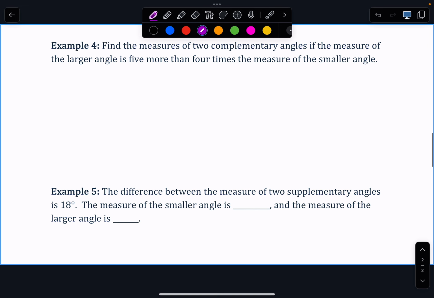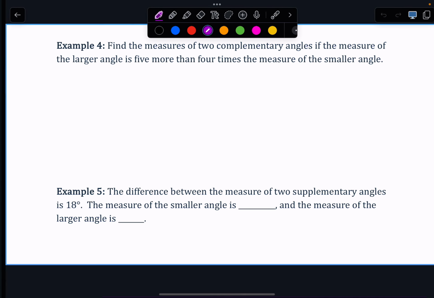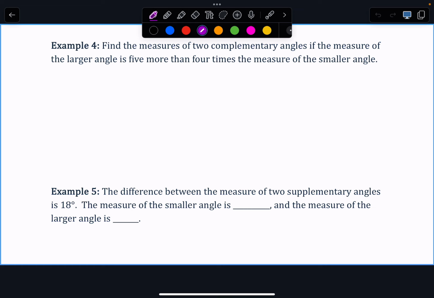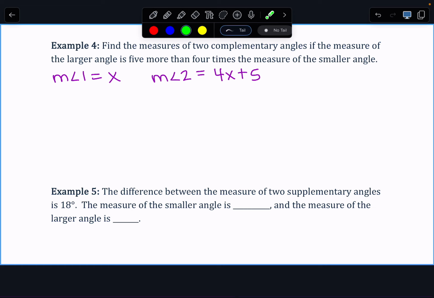I think you really want my help with example 4. Two complementary angles. The measure of the larger angle is 5 more than 4 times the measure of the smaller. Okay, do we know the smaller? Okay, so let's call it x. So the measure of our first angle is x, and the measure of our second angle is 5 more than 4 times the smaller. So 4x plus 5.